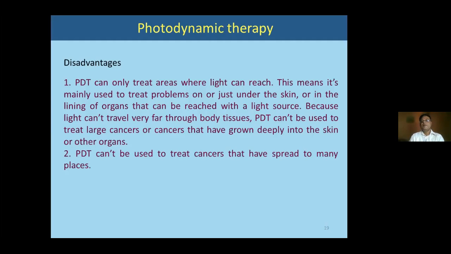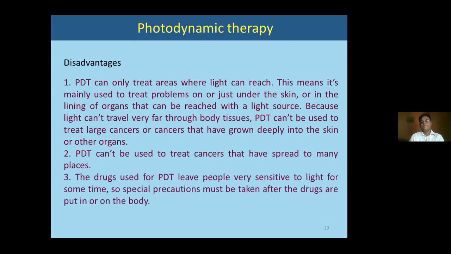Second, PDT cannot be used to treat cancer that has spread to many places, because it's very difficult to find where it is once it starts to spread. And third, after the treatment, the patient becomes a bit sensitive towards light, so some precaution needs to be taken. And fourth, for certain blood diseases, PDT cannot be utilized. So these are the advantages and disadvantages of the PDT reagent.